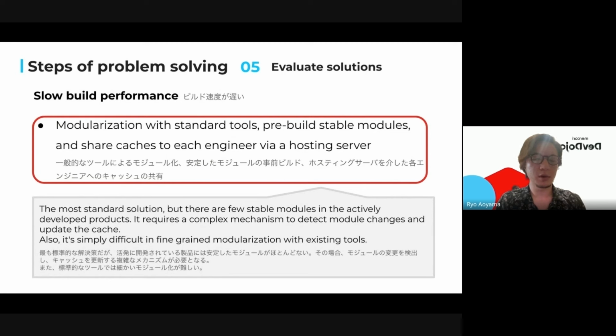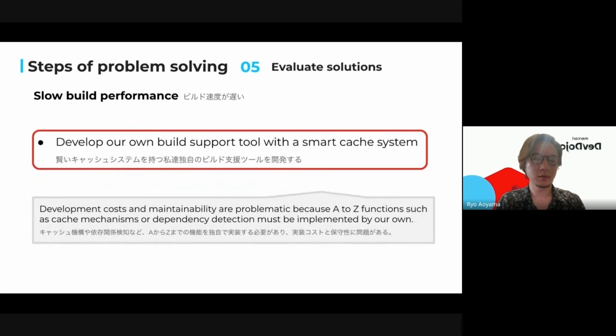For iOS, it was a little difficult to just implement fine-grained modularization with the tools that we already had. The second proposal here, developing our own build support tool, we realized would be quite high in terms of development costs and maintainability if we implemented many different functions, so it was rejected.